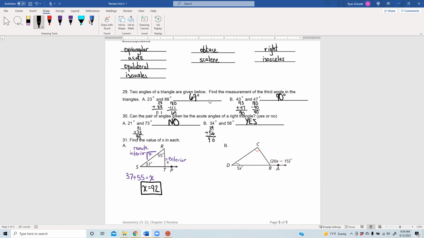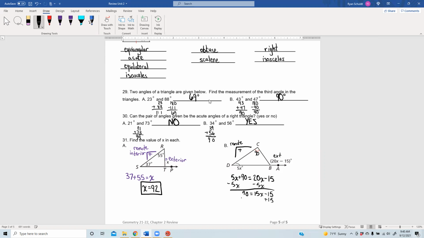Okay, and then C. Here's our exterior angle. These are the two remote interior. So I add those together. It's going to give me 5x plus 90, since this box means 90. 5x plus 90 equals 20x minus 15. I've got to find the x. Move the 5x over. I mean, 90 equals 15x minus 15.